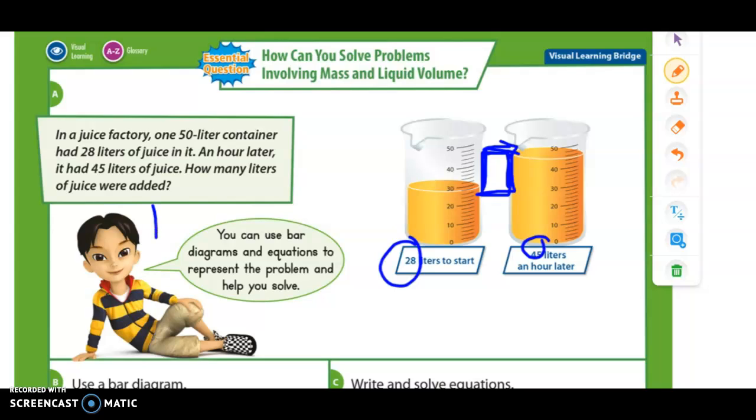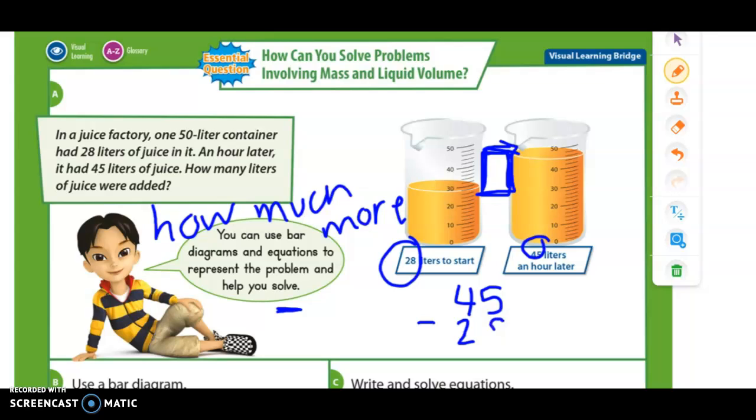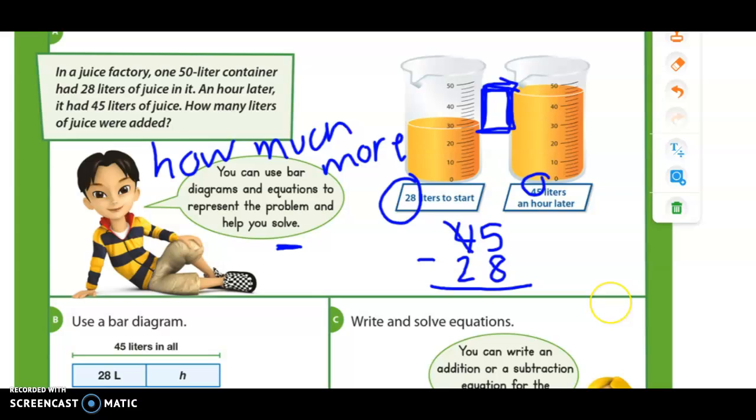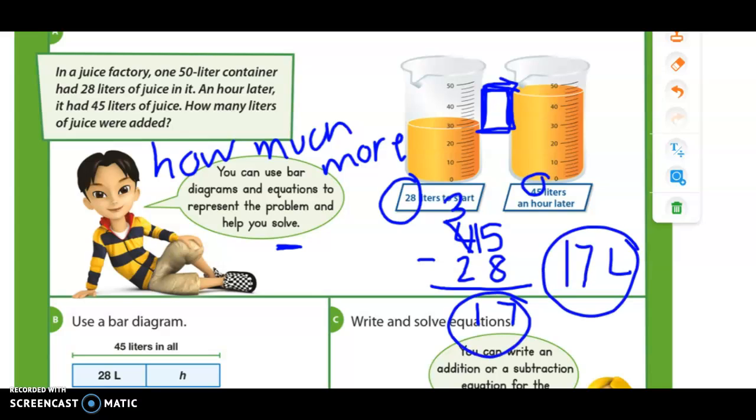And when we see one of those questions that says how much more or how many more, we know that is telling us to subtract, because really it wants us to find the difference, and finding the difference means subtracting. So we now have 45. We only had 28 to start. We're going to find how much we grew in that hour. Can't do 5 minus 8, so we'll borrow. We'll do 15 minus 8. And it looks like 17 liters were made in that hour.